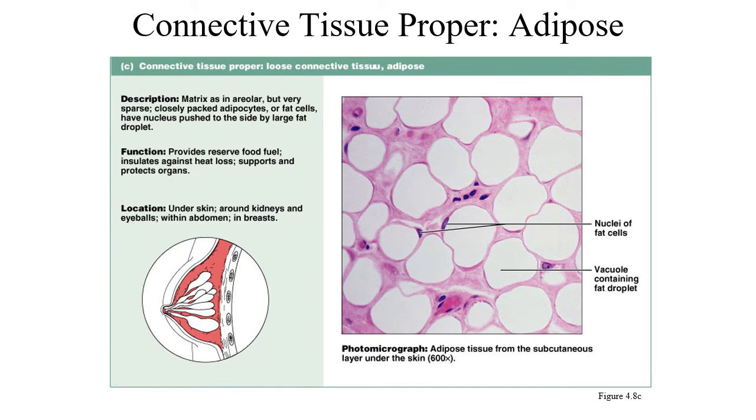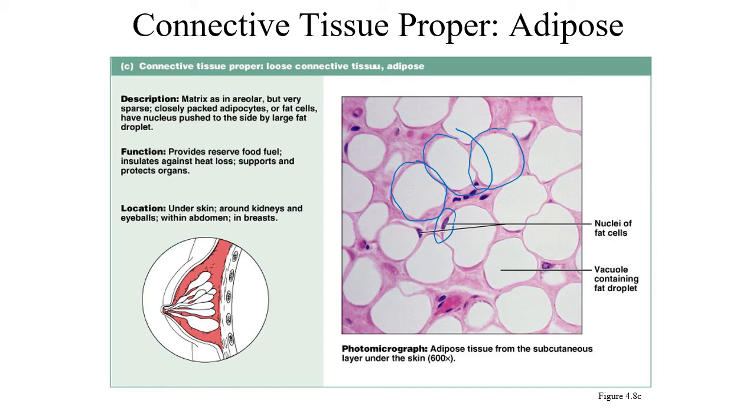Adipose doesn't have any visible fibers within it. Its hallmark is these large, huge vacuoles inside of them, and these contain the lipids. Each one of those is an individual cell. Oftentimes the nucleus is pushed to the side, and we may not see it in that particular slice of the cell, but it is there.